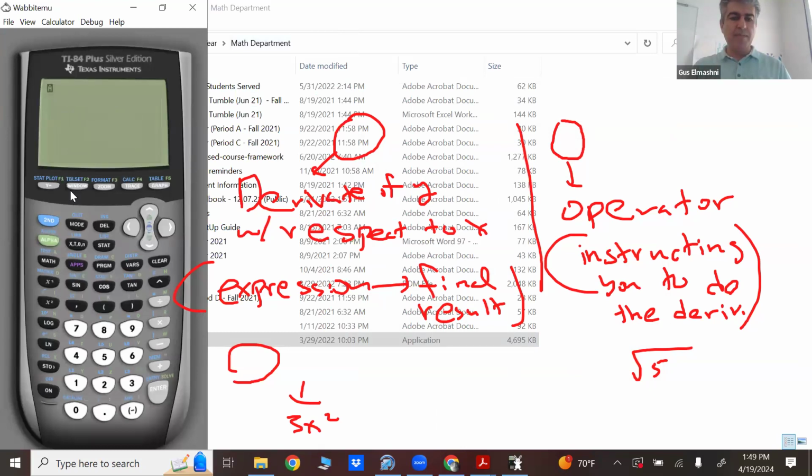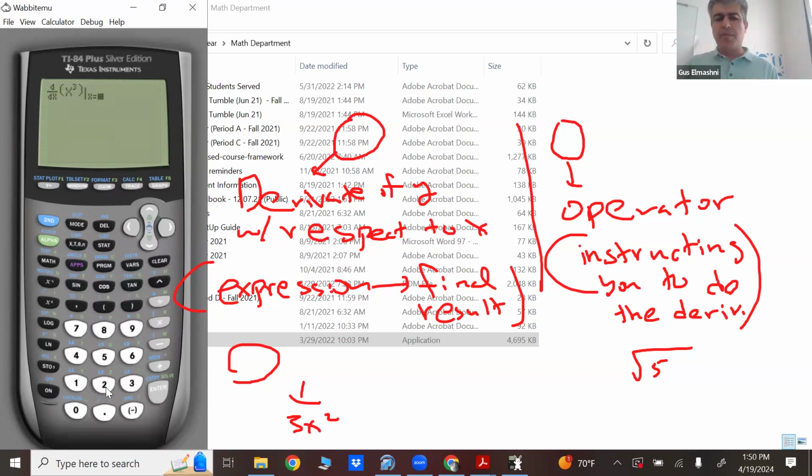So if I hit alpha window, you see option 3. You see how it says d over dx and it's a blank. That's an operator, and that's what you're going to put the function into for the derivative. And then you tell it x equals whatever value. So for example, if I do x cubed, I know that the answer is 3x squared. We just did it, right?